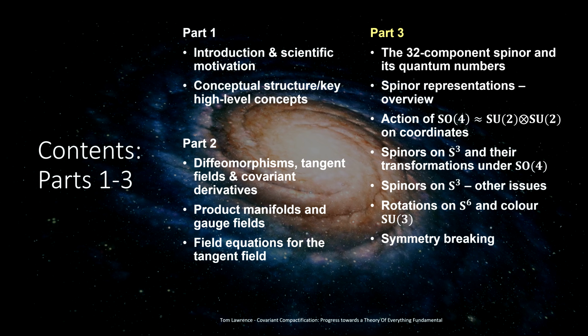In the third video, we'll move on to considering fermions. We'll group the states in the first generation of fermions into a 32-component spinor and describe how its components can arise as harmonics on the classical vacuum manifold. We'll take a particularly detailed look at the spinor components on the spatial 3-sphere, which corresponds to a specific moment in cosmic time.